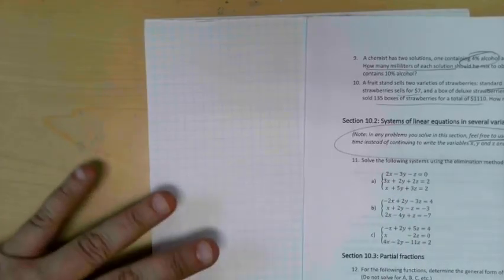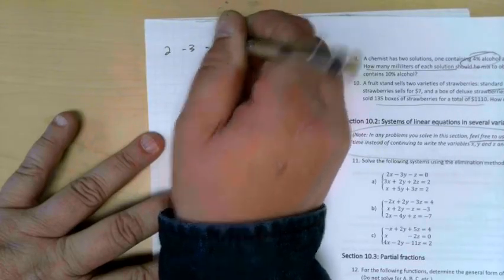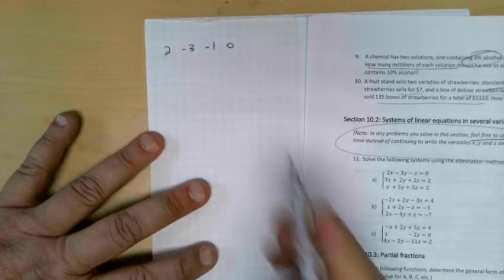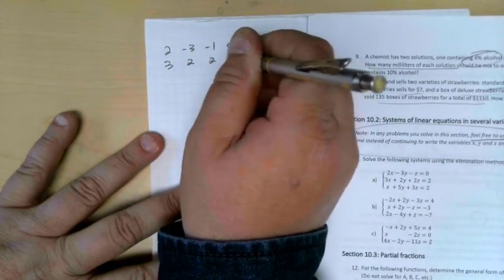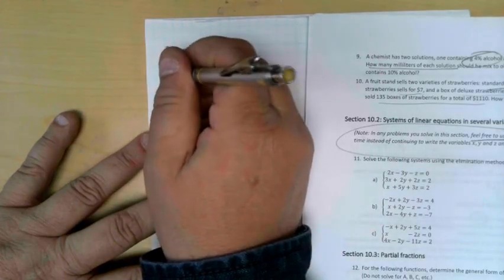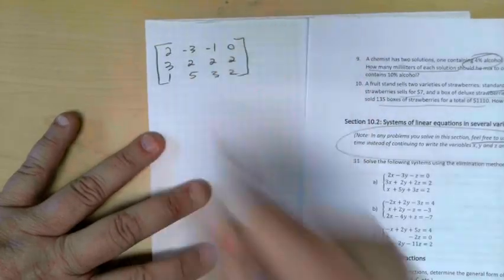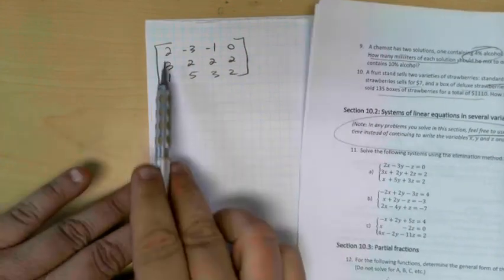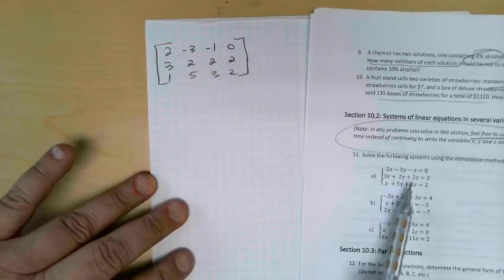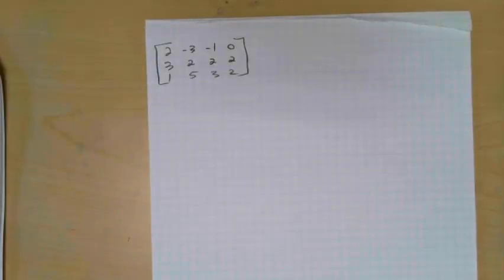First, translate them into matrices. This one, 2x minus 3y minus z equals 0. So 2, -3, -1, 0. My next row, 3, 2, 2, 2. And this one, 1, 5, 3, 2. Okay, now I'm going to check. 2, 3, 1, check. -3, 2, 5, check. -1, 2, 3, check. 0, 2, 2. Okay, I'm going to come back and solve these.